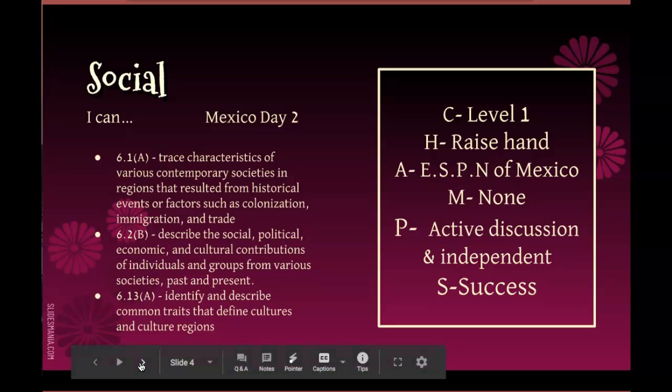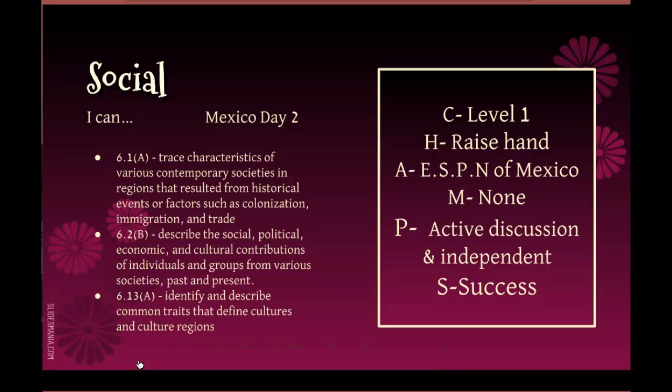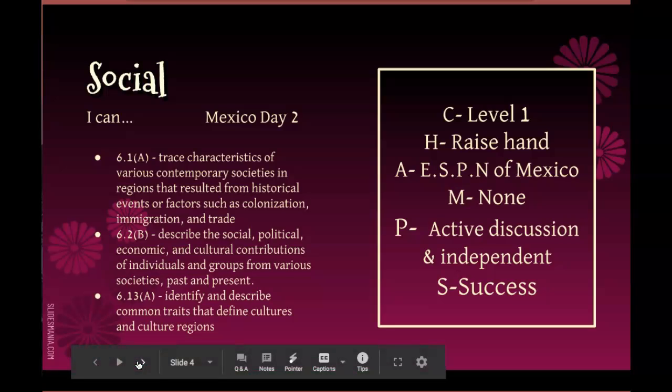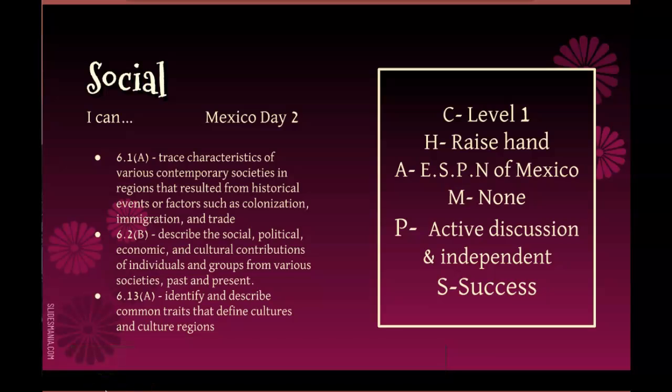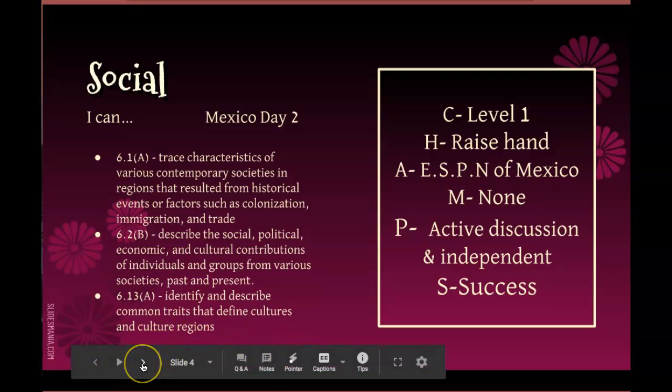We're going to talk about the different characteristics, and today you're going to be able to trace the different characteristics that have resulted from historical events and describe social, political, economic, and cultural contributions from different groups and societies from the past and the present. Basically, you're going to be able to trace the past and how it has affected our society and the society in Mexico today. And I say our because the majority of us have ancestors and family that are from Mexico.